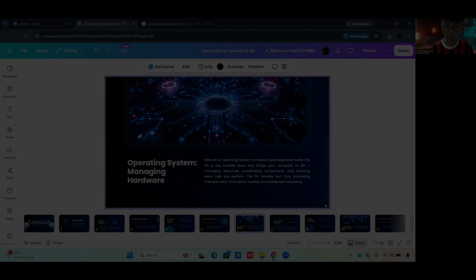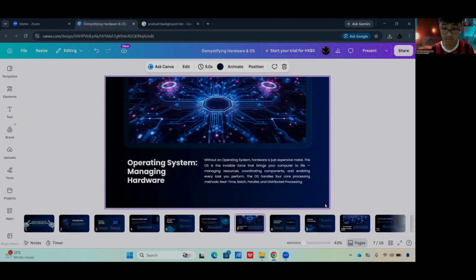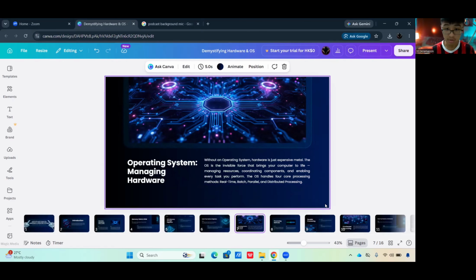All right, then it's time to move on. Next topic is OS. So tell me, what is an operating system? Without an operating system, hardware is just expensive metal. It can't really be used for anything at all. It brings the computer to life by managing resources, coordinating components, and enabling every task that is performed. It handles these tasks with processing methods.